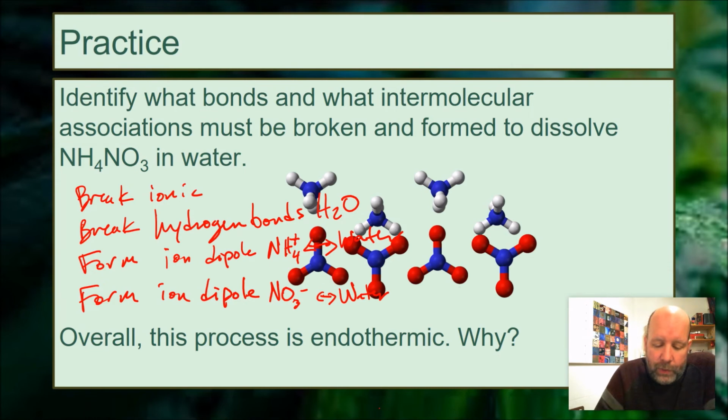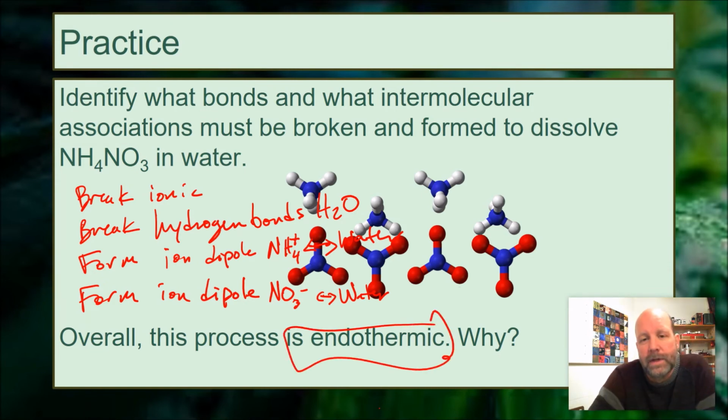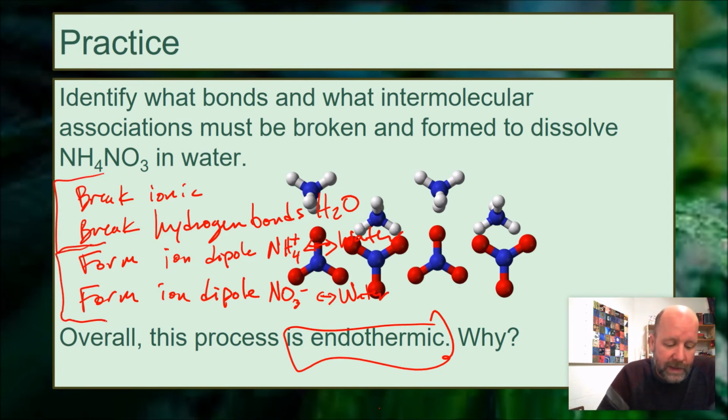So what we know, since this is endothermic, we know that there's more energy in the products than there is in the reactants. We had to move energy from the surroundings into the system, right? Because this is the system now. The water, the ammonium, and the nitrate are all part of the system. And we moved energy into that. And we know that we had to put in more energy to break these bonds and interactions than we got out when we formed these bonds and interactions. So hopefully all of that was in your answer, right?